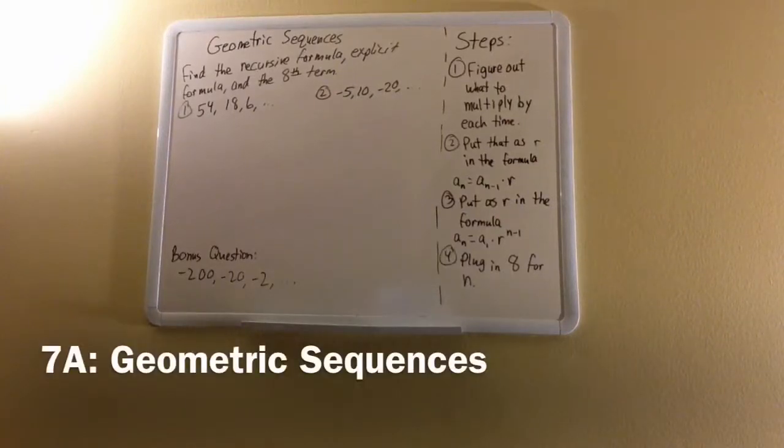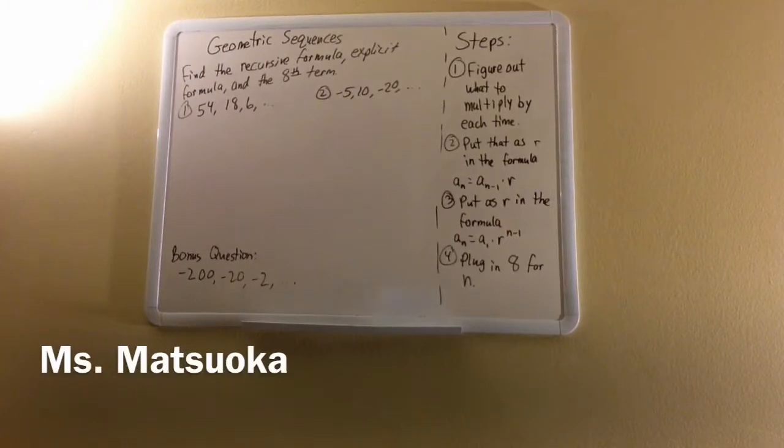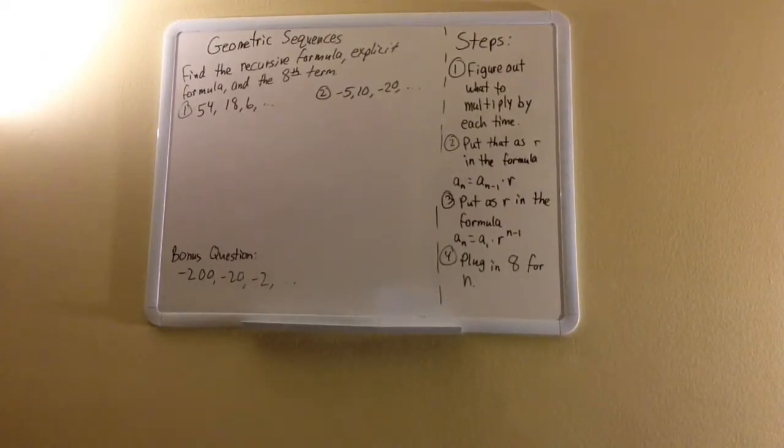I'm Ms. Matsuoka, and I'm going to talk about how to work with geometric sequences. I'm going to cover three main things: how to find the recursive formula, how to find the explicit formula, and how to find a specific numbered term.